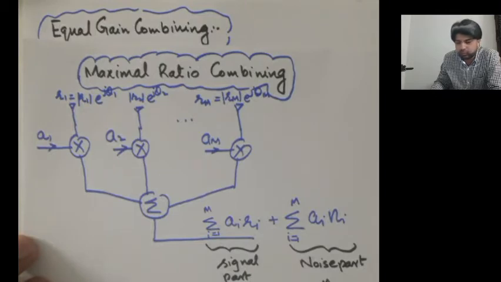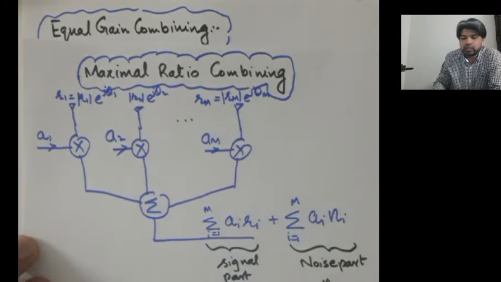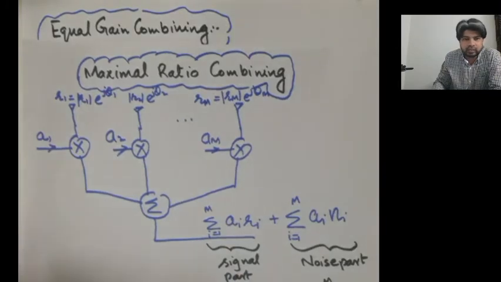at the combiner output. So a relatively simpler scheme would be that all of these gains have unit magnitude. That kind of combining technique, where all these gains have a unit magnitude, is called equal gain combining. And please remember that even in equal gain combining, you have to co-phase your received signal so that you can get some gain out of it.